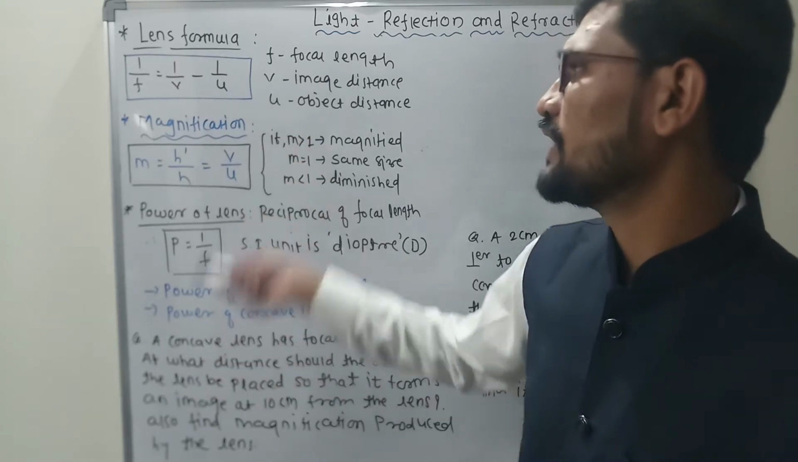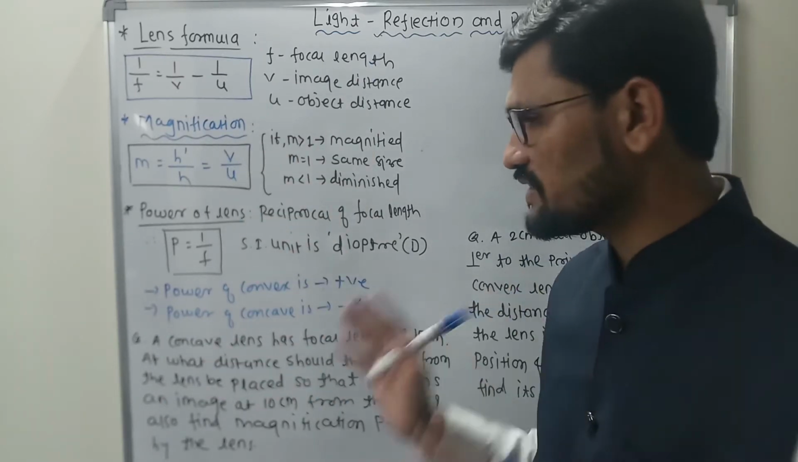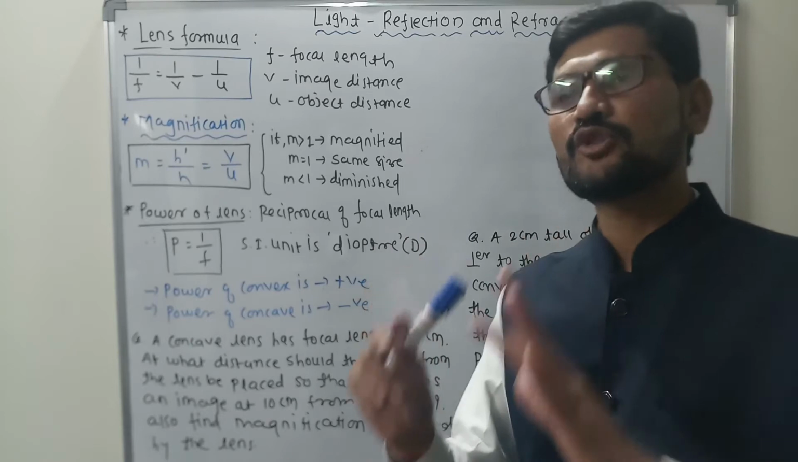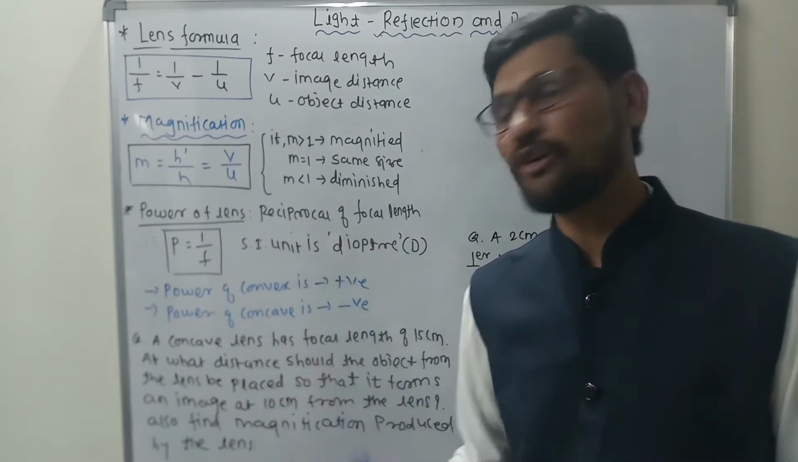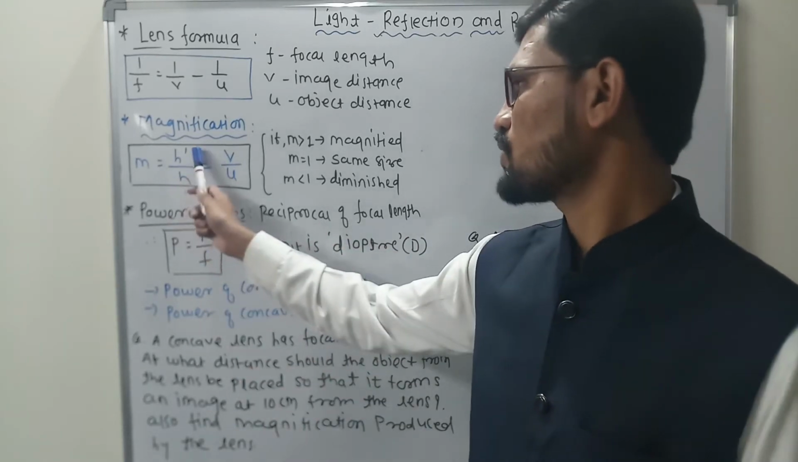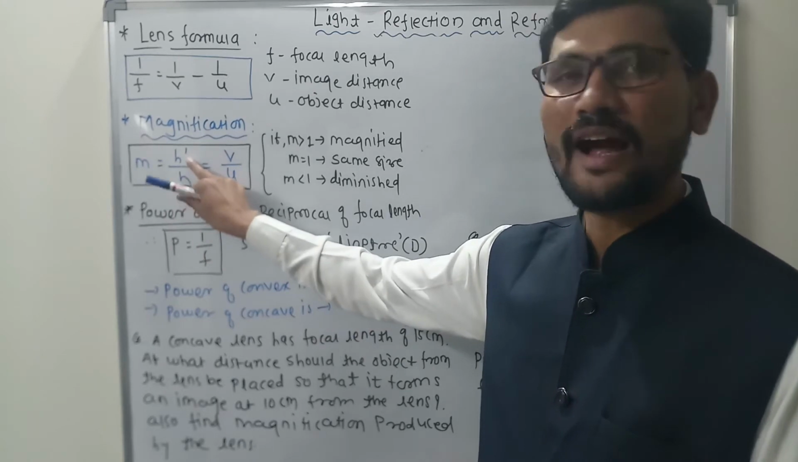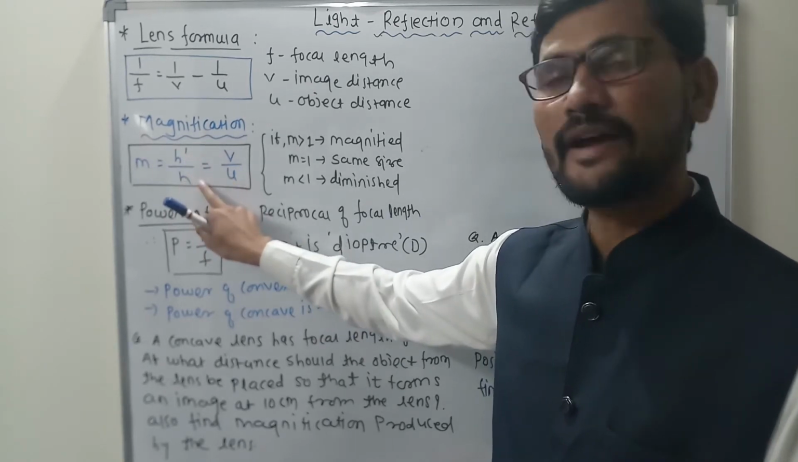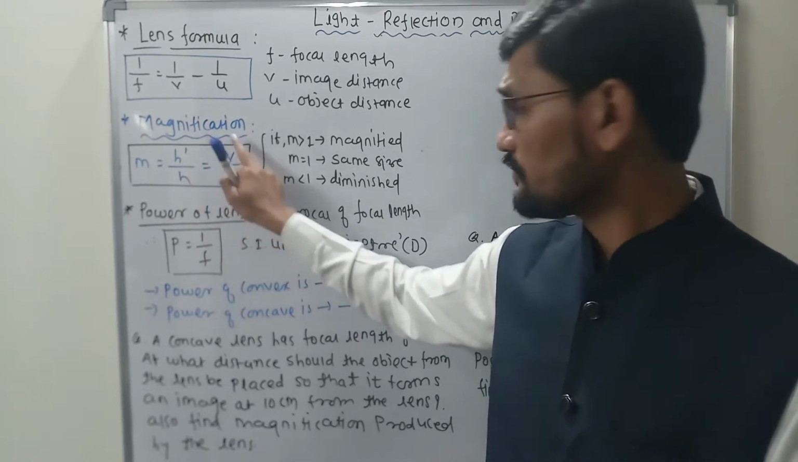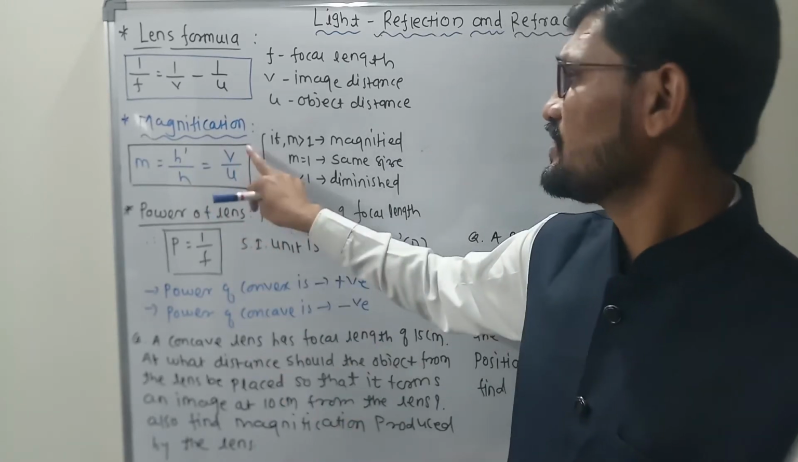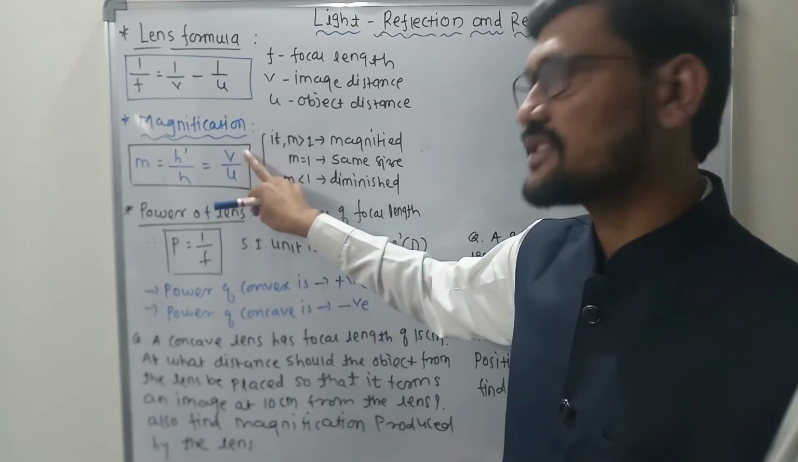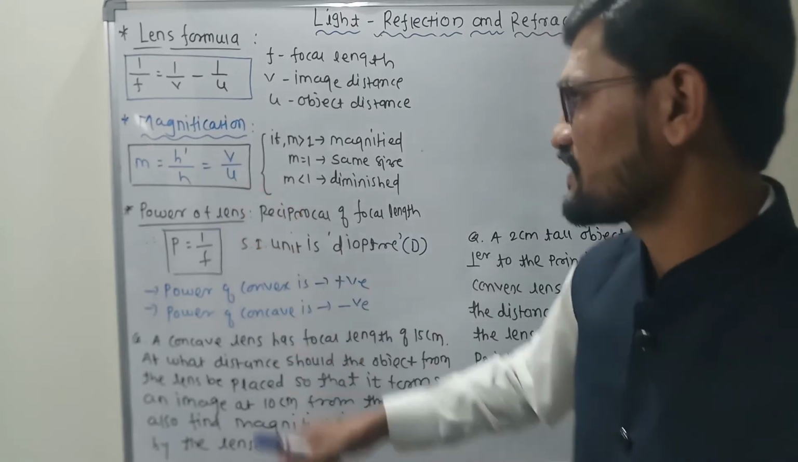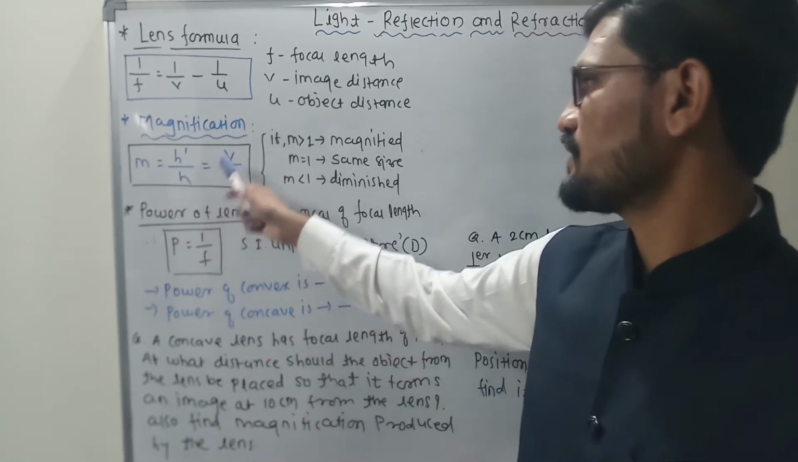Now, related to that, the magnification definition is the same. Magnification is the ratio of height of image to the height of object. So m is equal to h dash by h. h dash is the height of image, h is the height of object. In terms of v and u: v is the image distance, u is the object distance. So m is equal to h dash by h is equal to v by u.